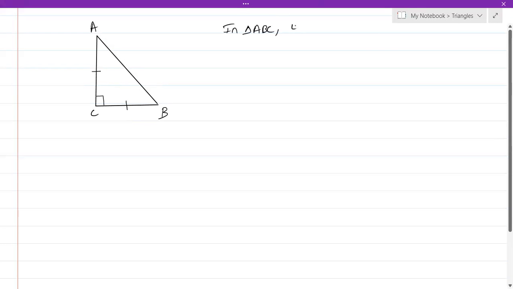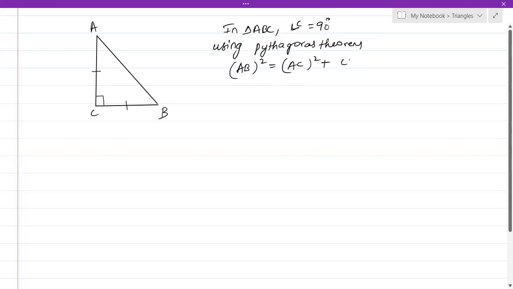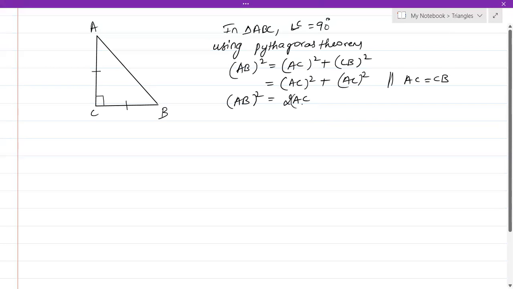So in triangle ABC, angle C is equal to 90 degrees. Therefore, using Pythagoras theorem, what do we get? We get that AB square is equal to AC square plus CB square. But in place of CB, we can write AC itself, because AC is actually equal to CB, isn't it? It's an isosceles triangle. Therefore, AB square is equal to AC square plus AC square, which is 2AC square. This is the fourth question.